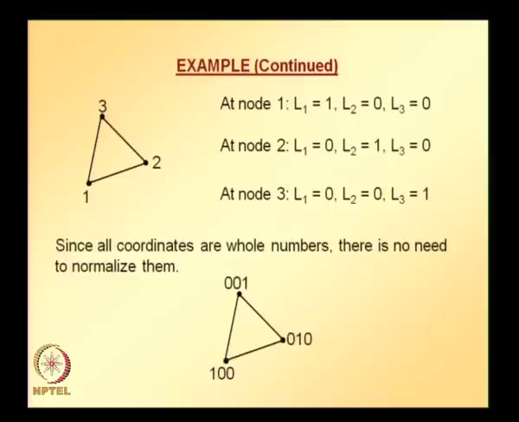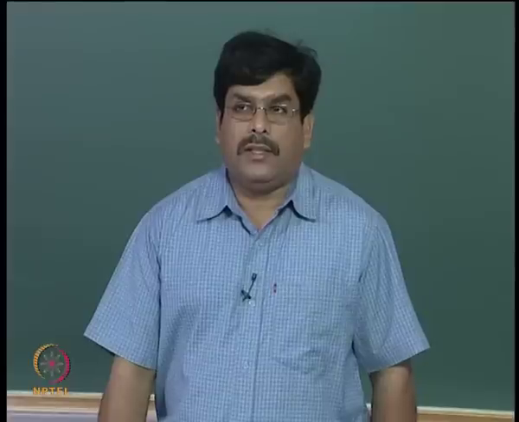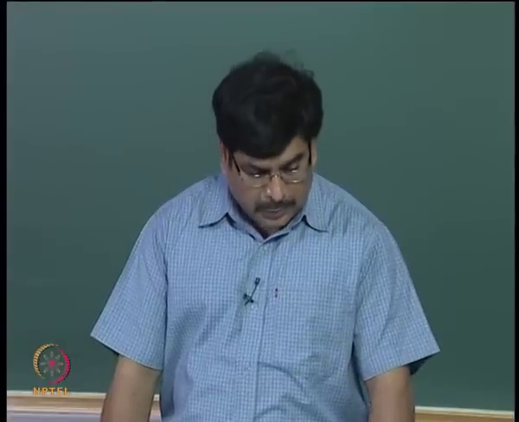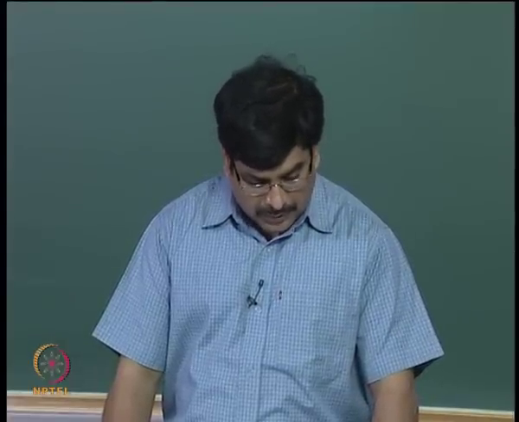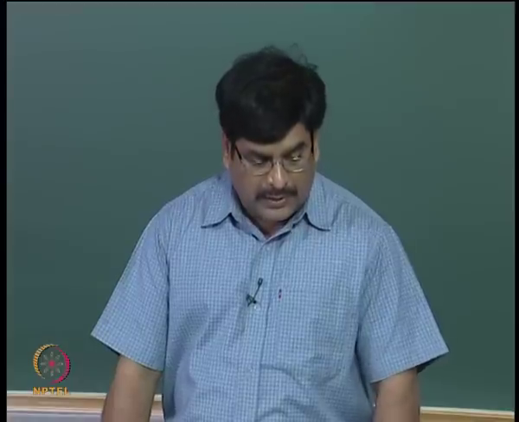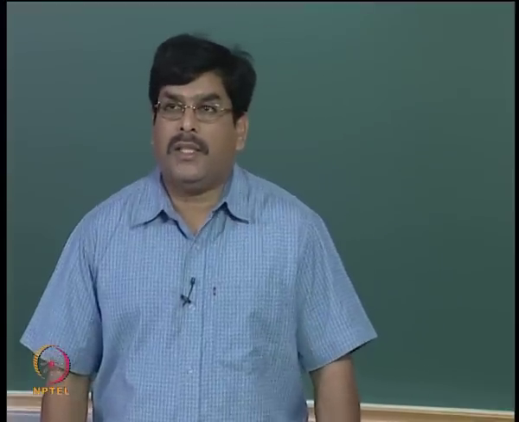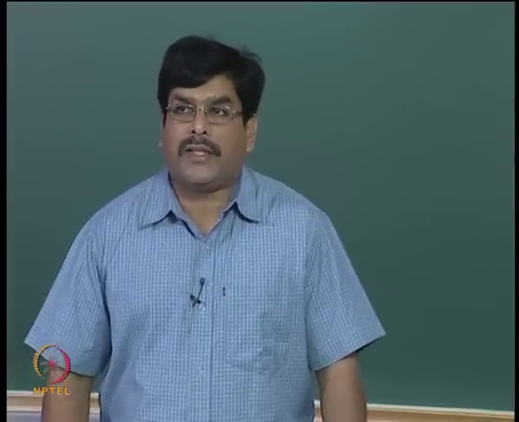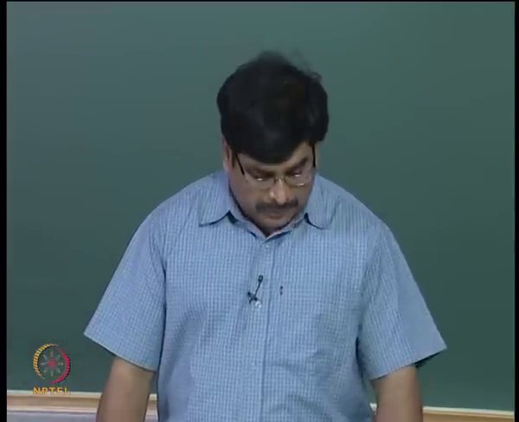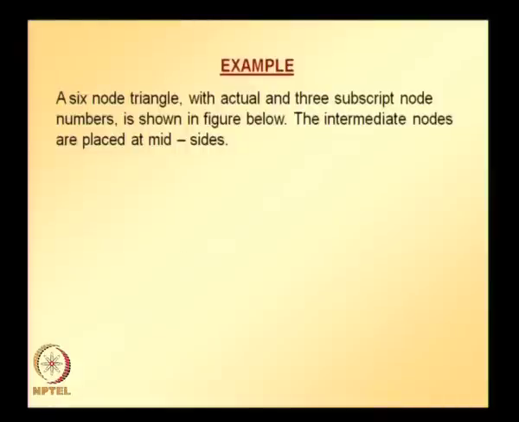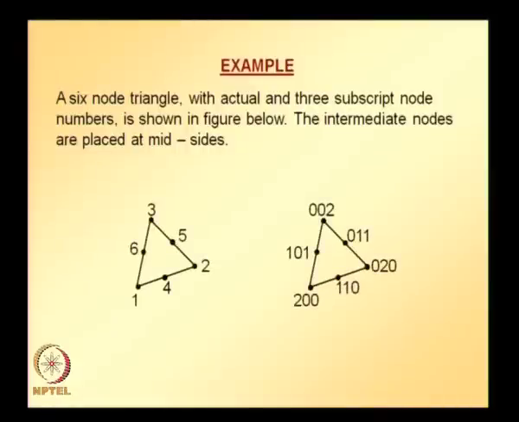So, this is how we get this 3 subscript numbering scheme for this 3 node triangular element. Now let us see a higher order element, the 6 node triangle, with actual and 3 subscript numbers, and the element is shown here. The intermediate nodes are placed at mid sides.